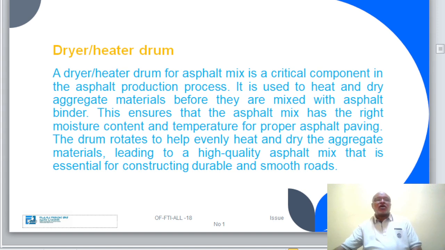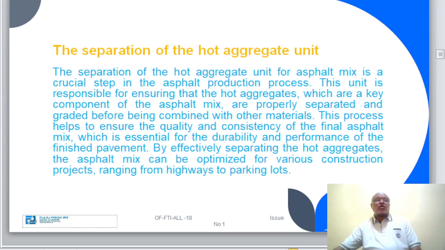Separation of hot aggregate units. The separation or screening unit includes a series of sieves that separates hot aggregates into fractions of specified size and rejects the oversized aggregates. The fractions of aggregate are stored temporarily in hot bins. Each bin is equipped with an overflow tube of appropriate diameter to prevent the material from overflowing into another bin.